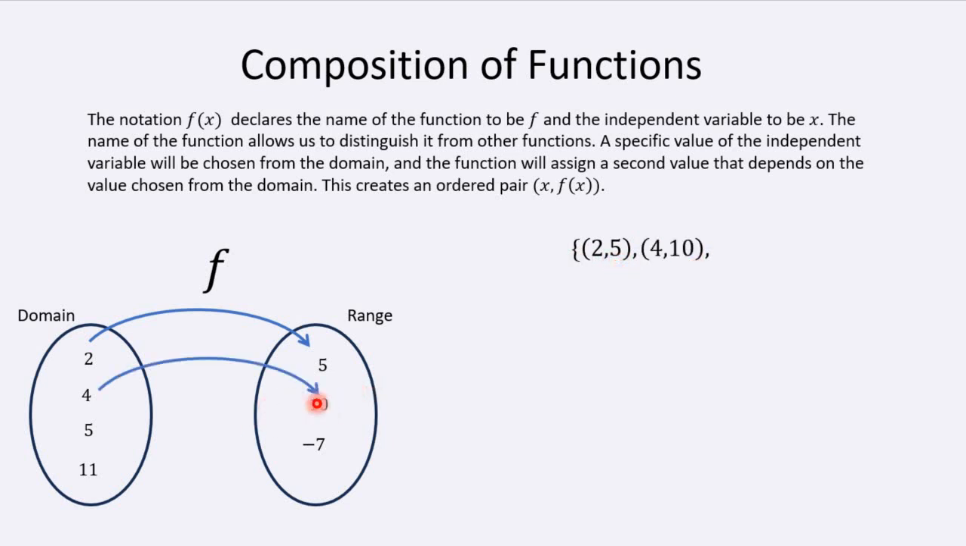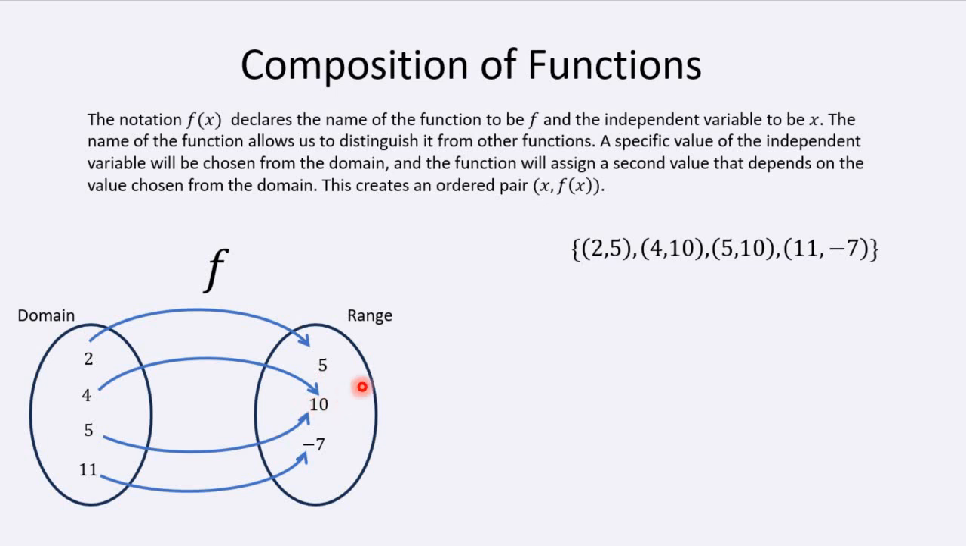Also 4 will get assigned a y value of 10. So from the domain you choose 4 and you'll get assigned the dependent variable 10. And 5 will also be assigned to 10, and 11 will be assigned -7. As long as everything in the domain has a clearly defined element that is assigned to in the range, then the function is well defined.